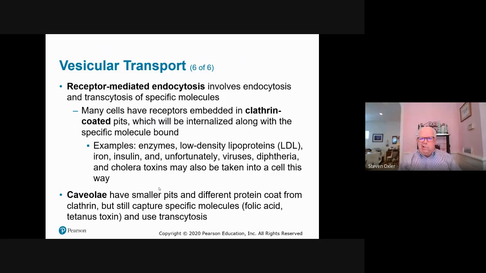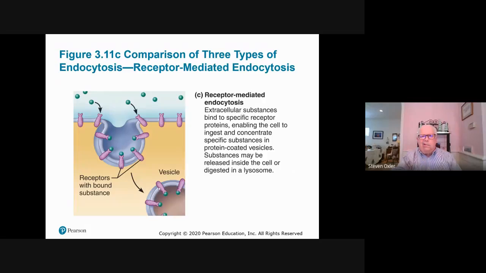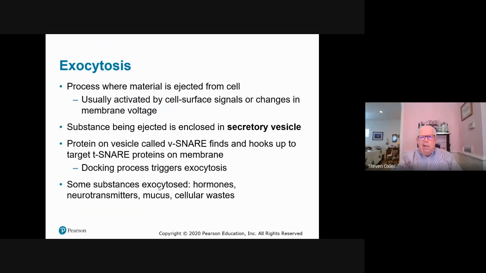Receptor-mediated endocytosis is extremely rare and basically only occurs with multiple diseases. You really don't have to know anything about receptor-mediated endocytosis. That's not important. I'm not going to ask you any questions on RME, but I am going to ask you questions on exocytosis. How does the cell get rid of things? Well, it gets rid of things through exocytosis.